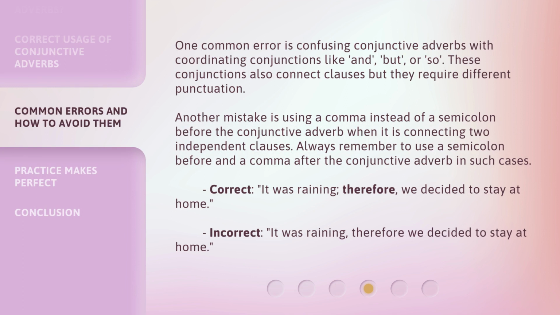One common error is confusing conjunctive adverbs with coordinating conjunctions like and, but, or so. These conjunctions also connect clauses, but they require different punctuation. Another mistake is using a comma instead of a semicolon before the conjunctive adverb when it is connecting two independent clauses. Always remember to use a semicolon before and a comma after the conjunctive adverb in such cases.